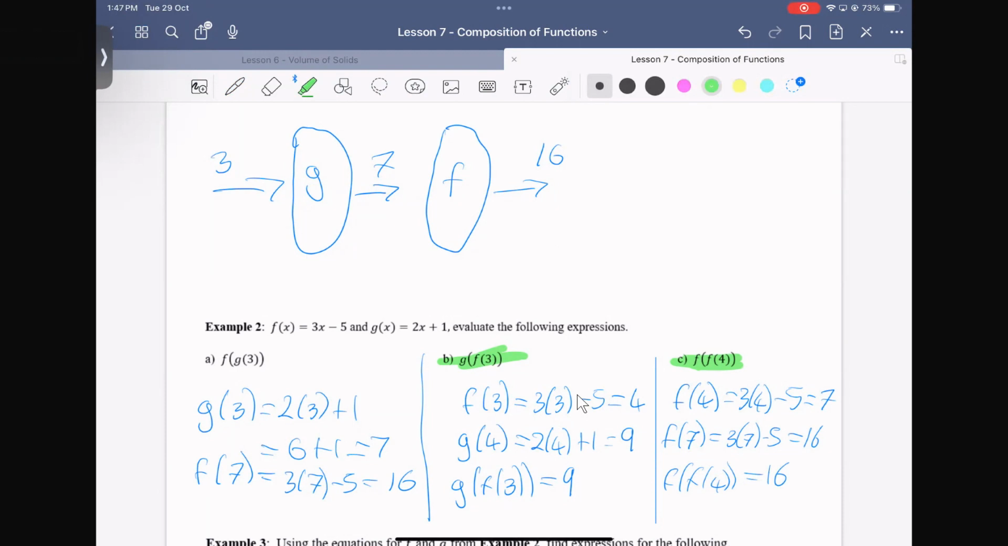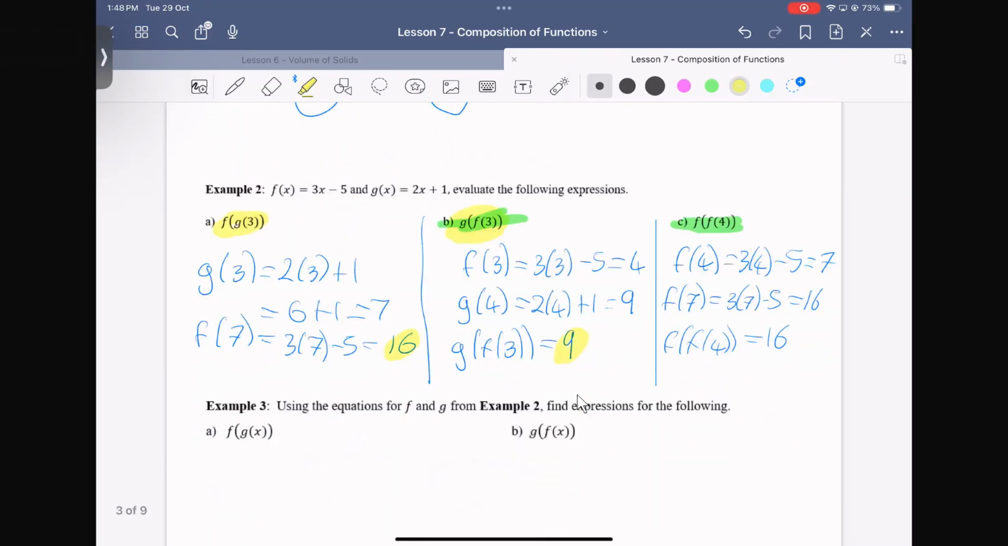Notice in this question here, we find f of g of 3, and in this question here, we find g of f of 3. But the answers aren't the same. This means that function composition is not commutative. Commutative is like you can do it in any order. 3 times 4 is the same as 4 times 3. But the composition of functions doesn't work this way. It's not commutative.